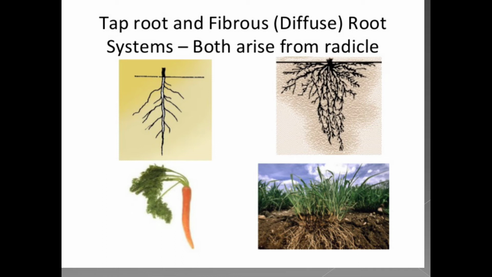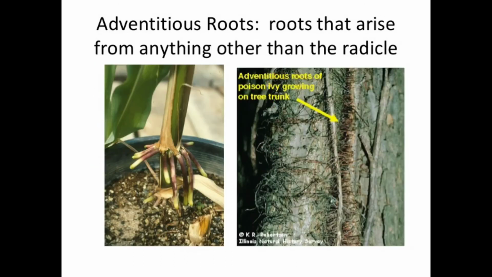We see the example of a taproot system or fibrous root system. Adventitious roots, they are spread.